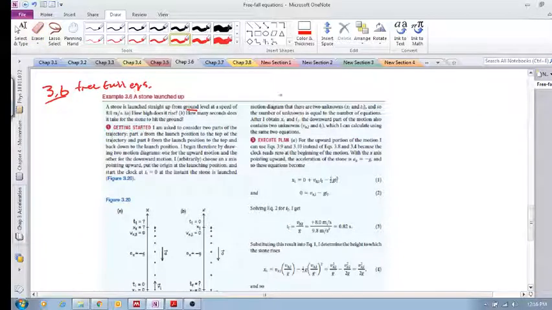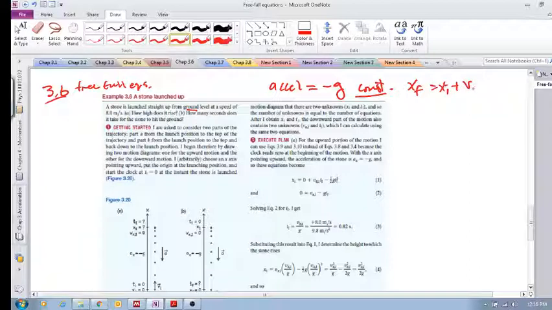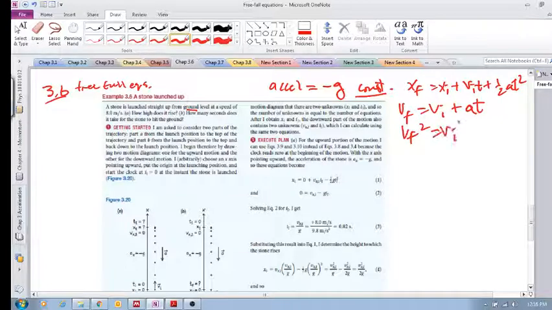Well, the first thing that I know is that my acceleration is minus g, and it's constant. So because it's constant, I know that I can use these equations: x final equals x initial plus v initial t plus half a t squared. V final is v initial plus at, and v final squared is v initial squared plus 2a delta x. So these are my three constant acceleration equations.